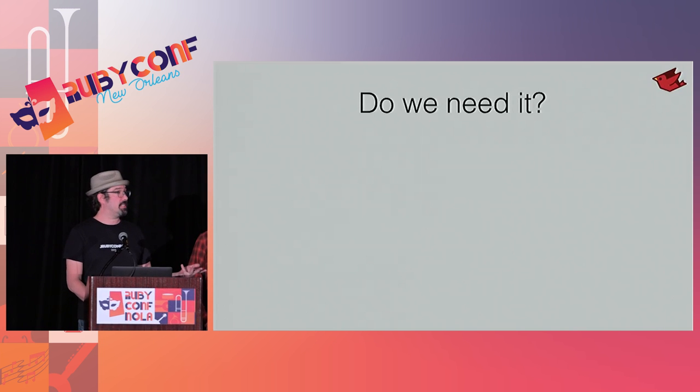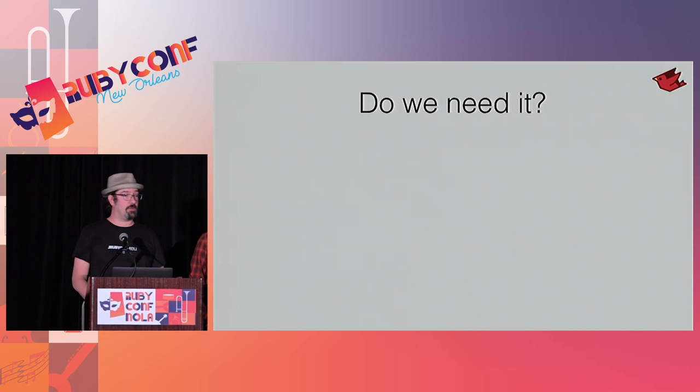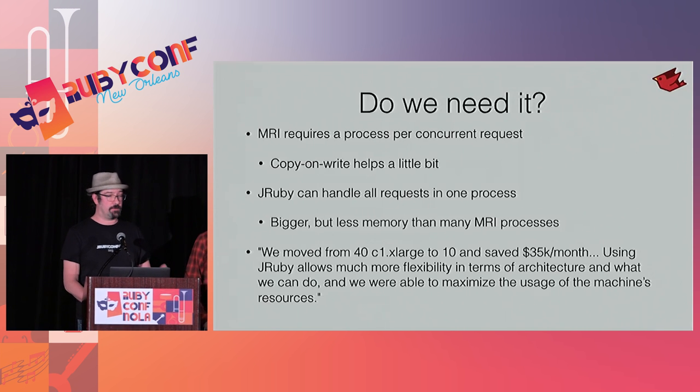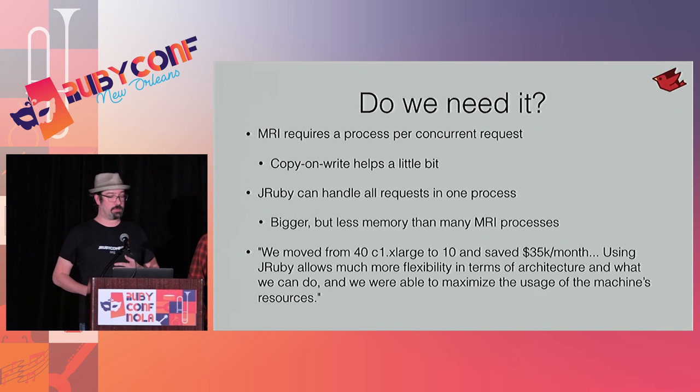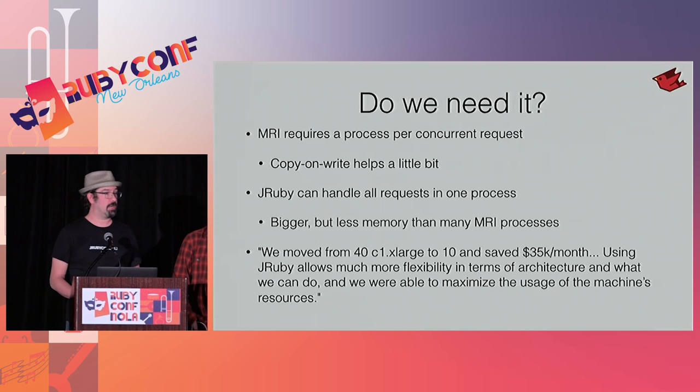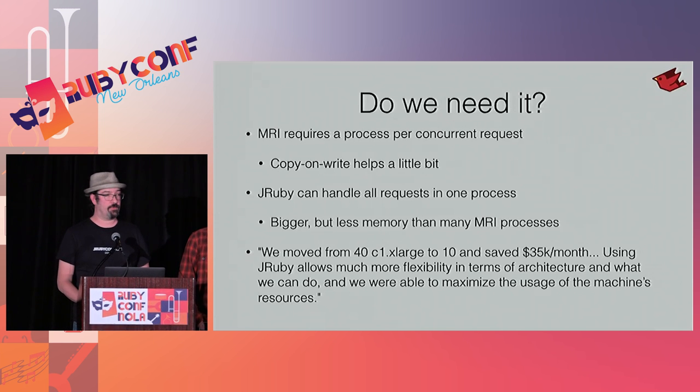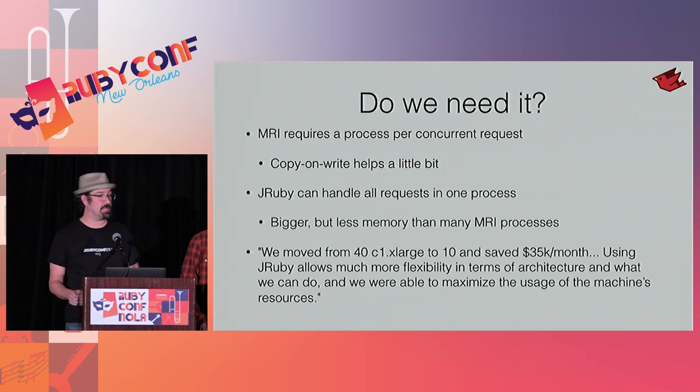So how does this help? Performance, concurrency, whatnot. Why would you want to make a move to JRuby if you're happy with CRuby? Well, MRI requiring a process per concurrent request, even with copy on write, it's going to take up more and more space, depending on how many requests you need to have. After you get past 3 or 4 MRI processes, individual listeners for your application, JRuby will generally be using less memory, potentially a lot less memory, and still only require the one process to run the entire application.